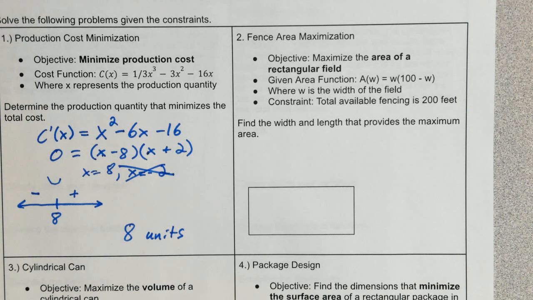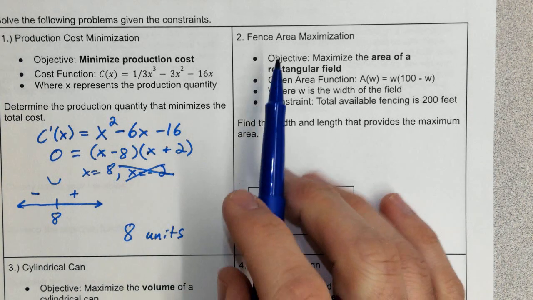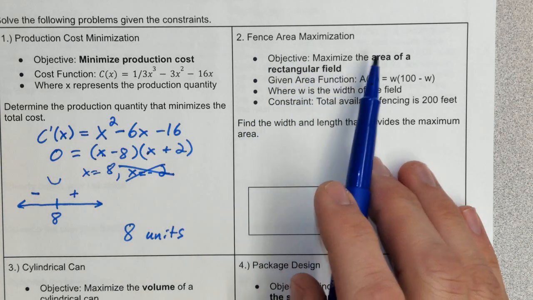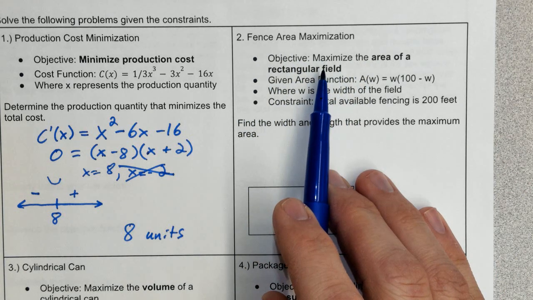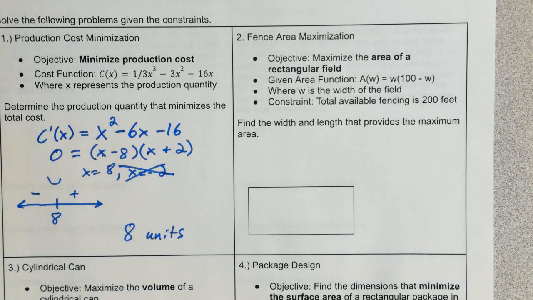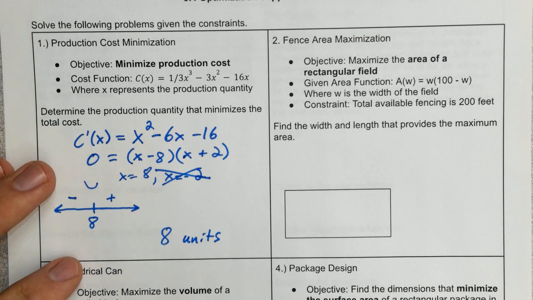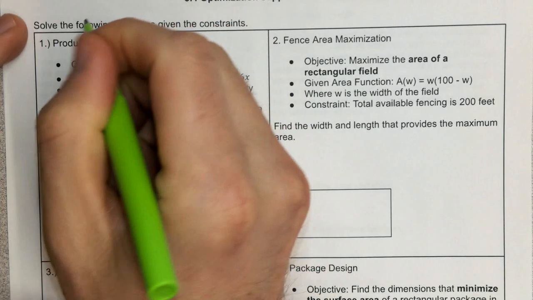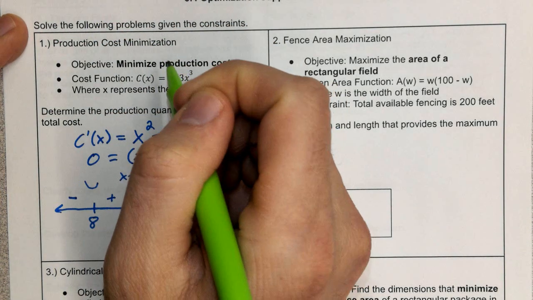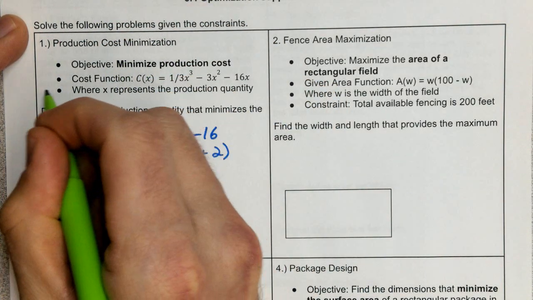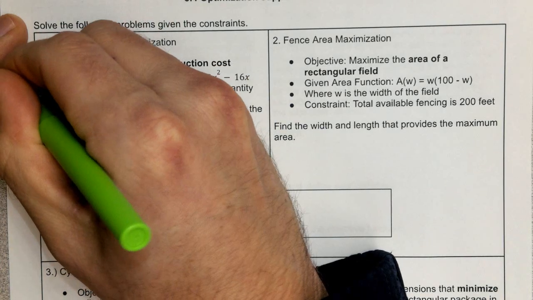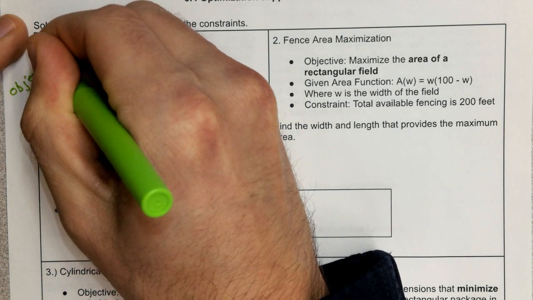All right, let's look at this next one. Fence area maximization. So here's what we have. We want to maximize the area of a rectangular field. And by the way, I should have said this before. We're going to talk a lot about the objective function. That is the function that we are trying to minimize or maximize. So in the previous example, the objective function was the cost function. We are trying to minimize cost. So this was the objective function.